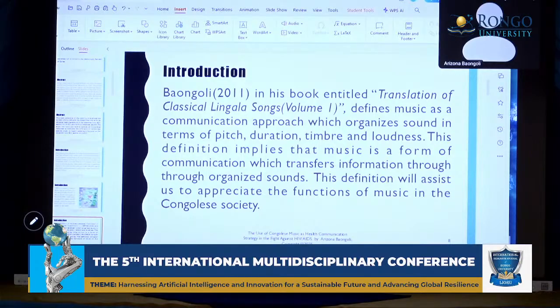We are looking at music, which we have defined as a communication approach that organizes sound in terms of pitch, duration, timbre, and loudness. Basically, we are not looking at music just as entertainment, but as a form of communication.